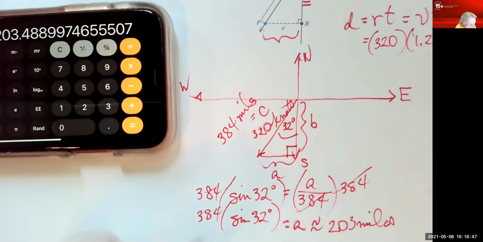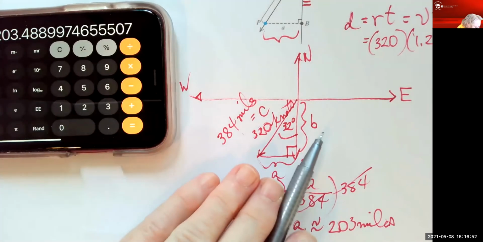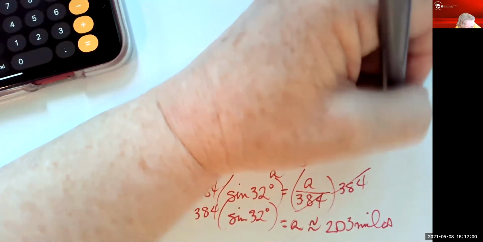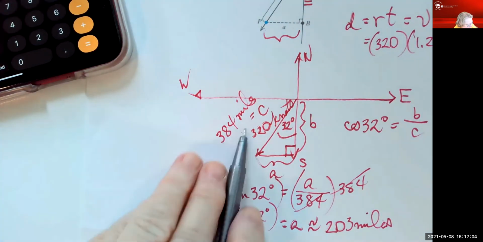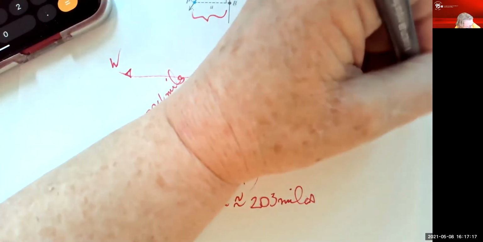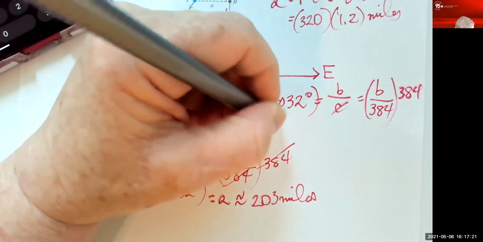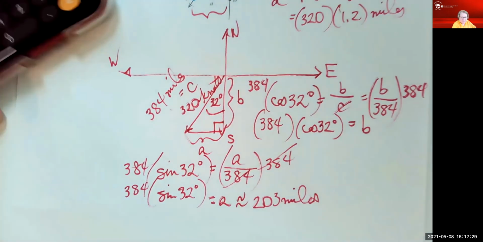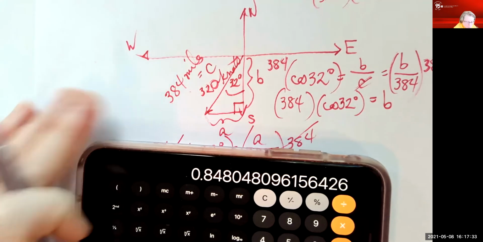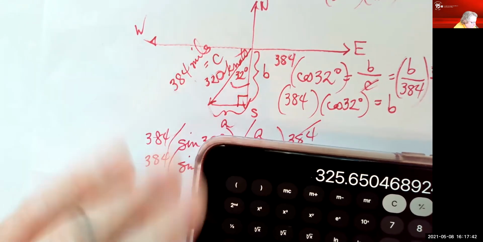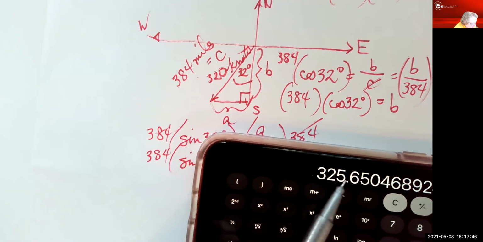The vertical displacement, well, here's our angle 32. B is adjacent to 32 degrees. So to find B, we're going to say the cosine of 32 degrees is B over C. C is 384 miles. So let's multiply both sides of this by 384 miles. And we get that 384 miles times the cosine of 32 degrees will be the vertical distance. Let's see what that is. And we get approximately, and remember, we're rounding to the nearest nautical mile, so we get approximately 326 miles.